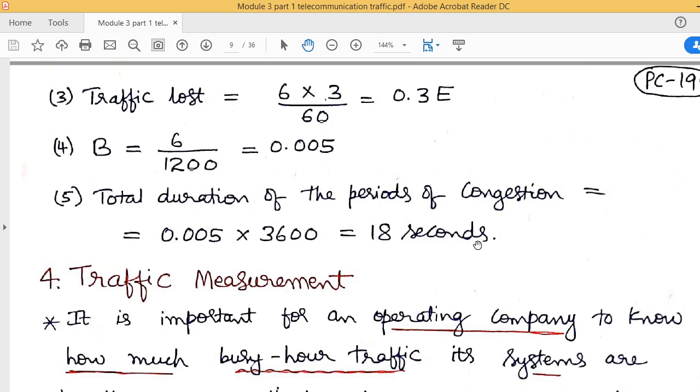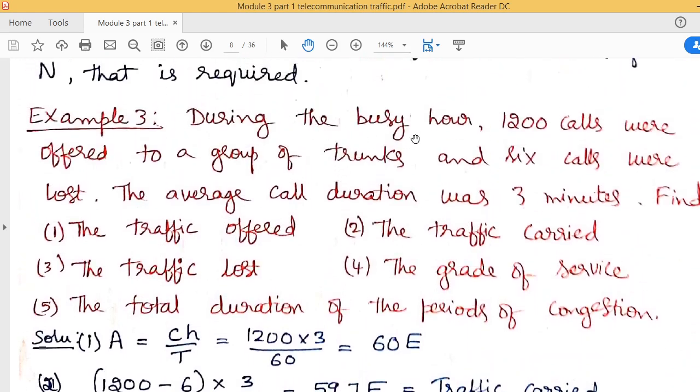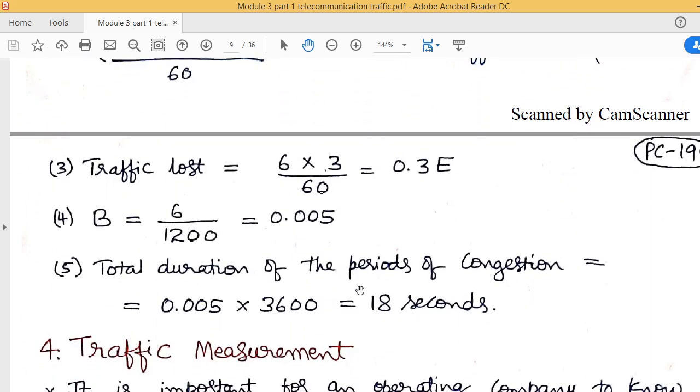So it means that over this busy hour, if you are making this many calls and this many calls are lost, and these calls have a holding time of 3 minutes, then we will observe a grade of service of about 0.005 and we will observe congestion of about 18 seconds.